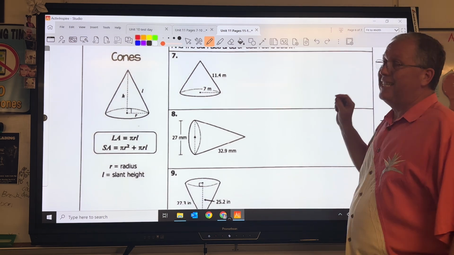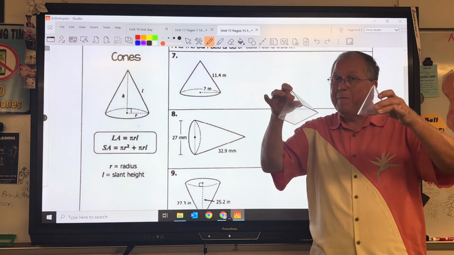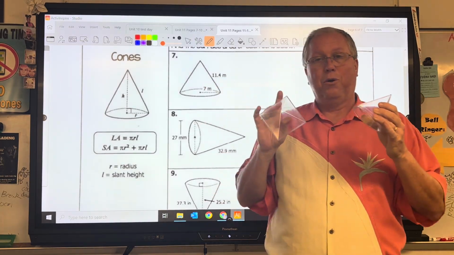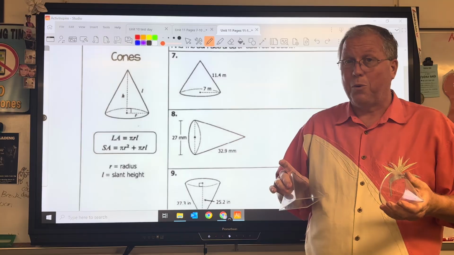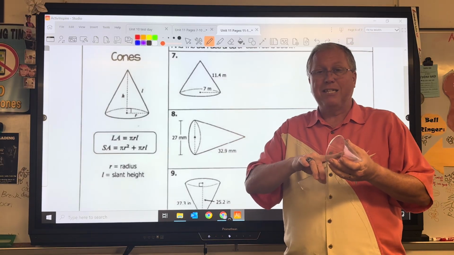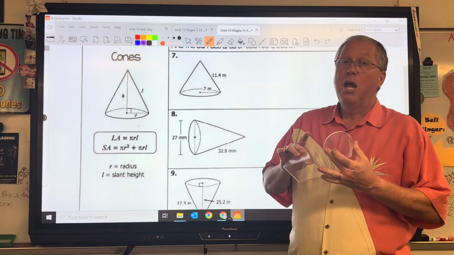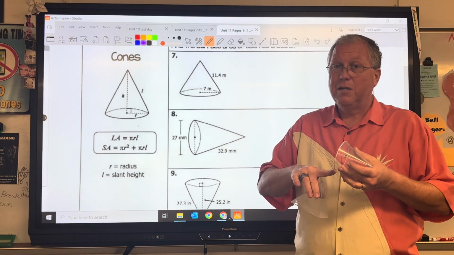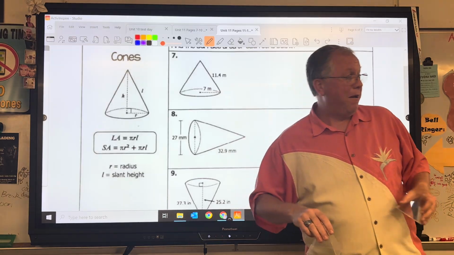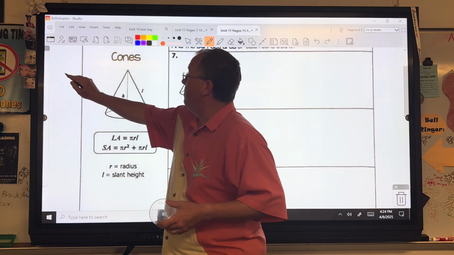Cones follow the exact same formula as a pyramid. Cones and pyramids are exactly the same. Only difference, again, just like cylinders and prisms were, the cone's base is always going to be a circle. The pyramid's base was not. The cone's perimeter is always going to be the circumference, right? Pyramid was not.